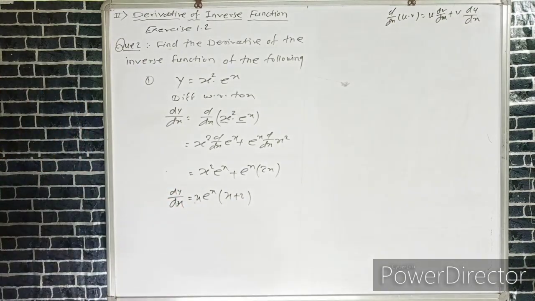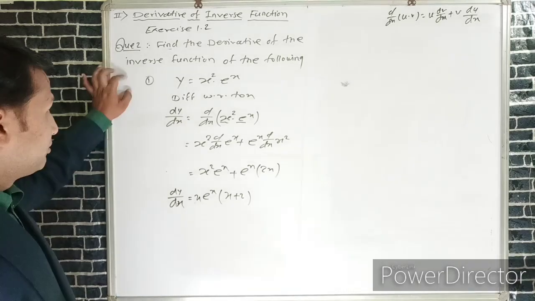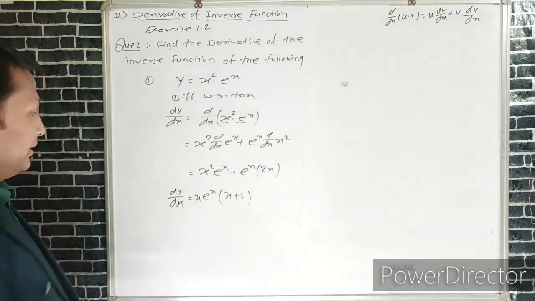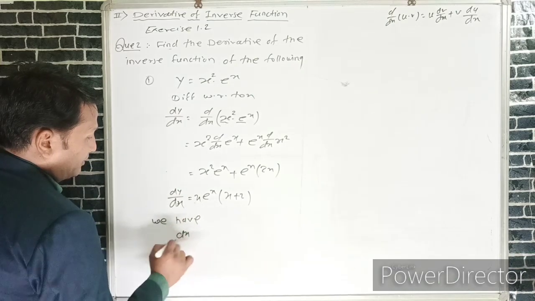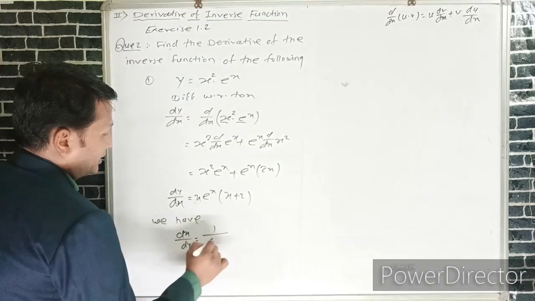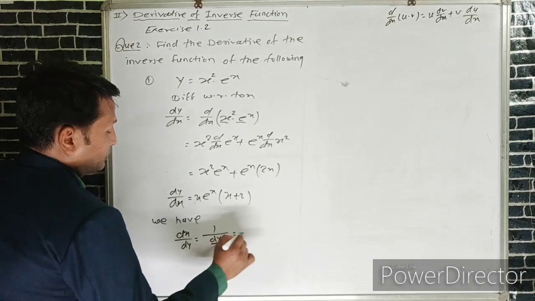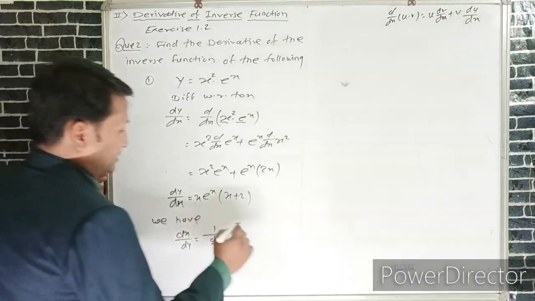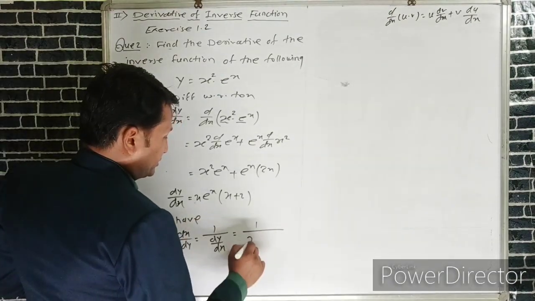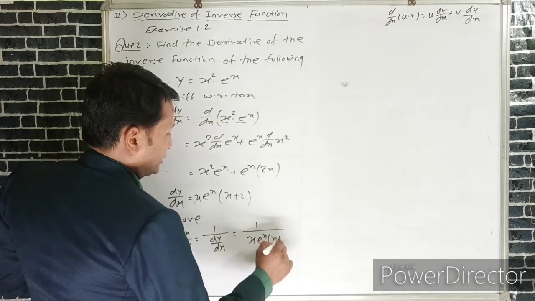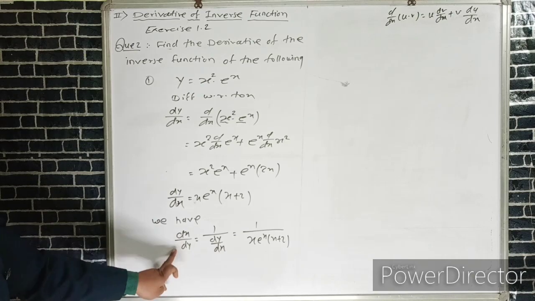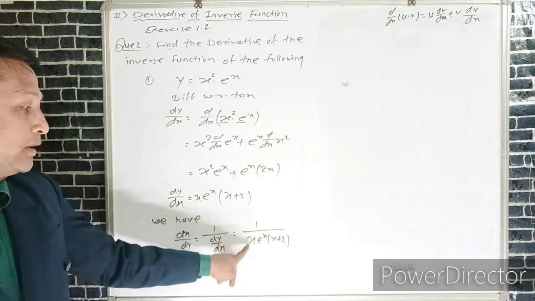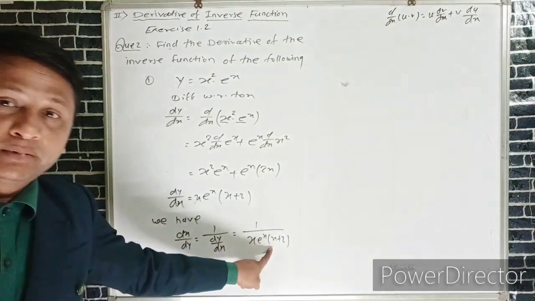But we have to find the derivative of the inverse function, which means we have to find dx upon dy. Here we have dx upon dy equals 1 upon dy upon dx. We know that the value of dy by dx is x into e to the power x in bracket x plus 2, so the required derivative of x with respect to y is 1 upon x into e to the power x plus 2.